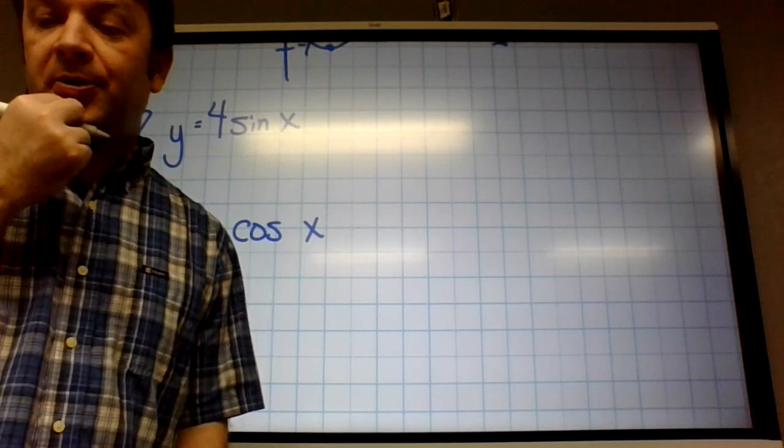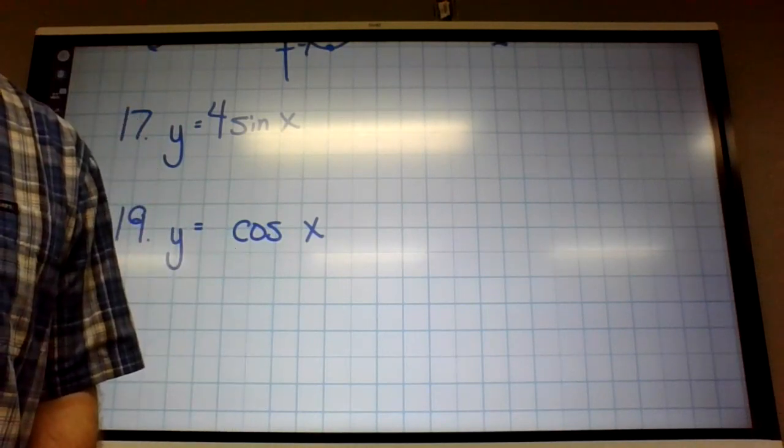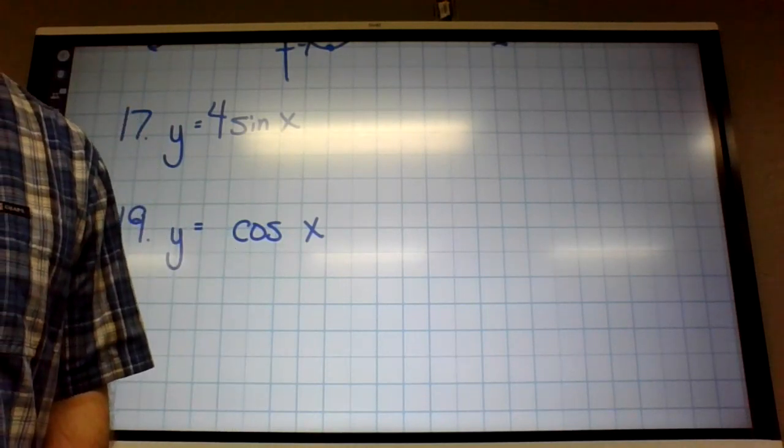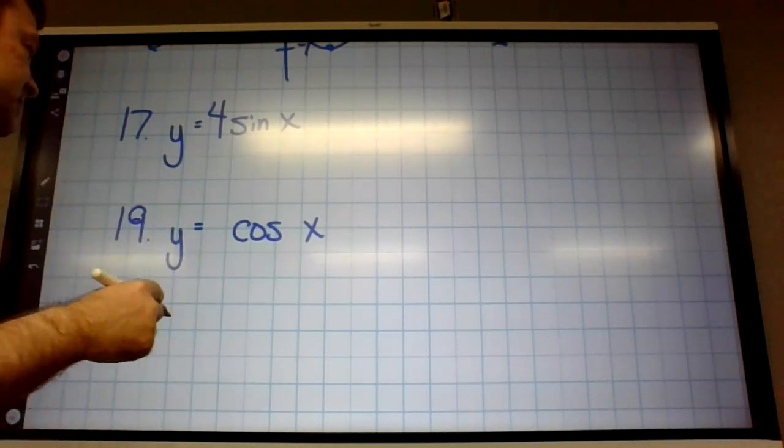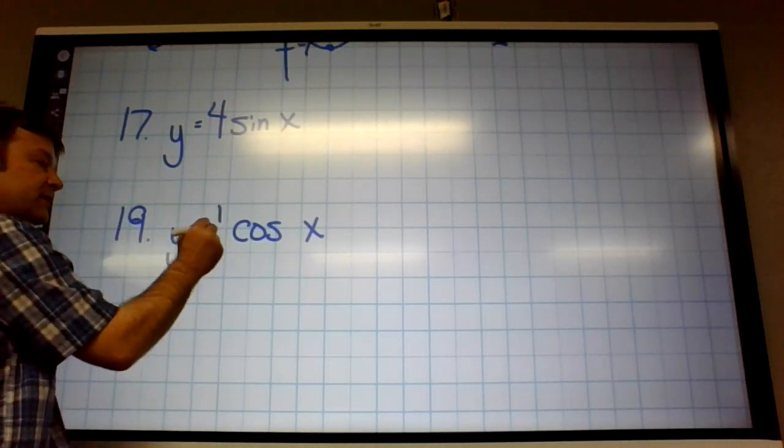Okay, so what is the amplitude? How high is it going? Right. It's only going halfway up to 1, so that means, yeah, the amplitude is a half.